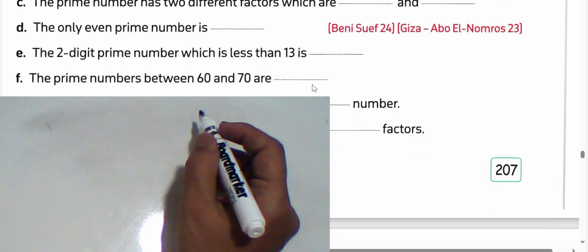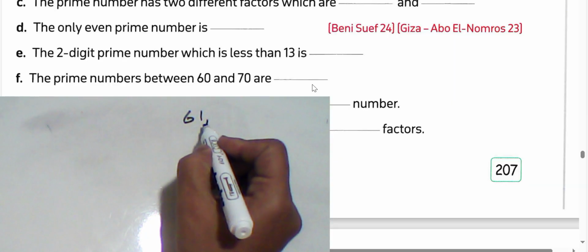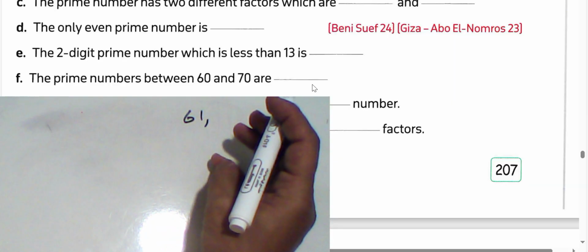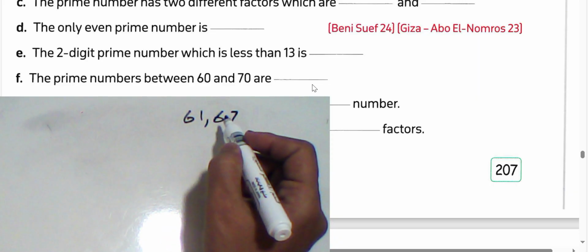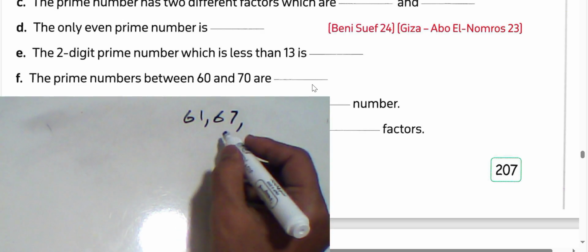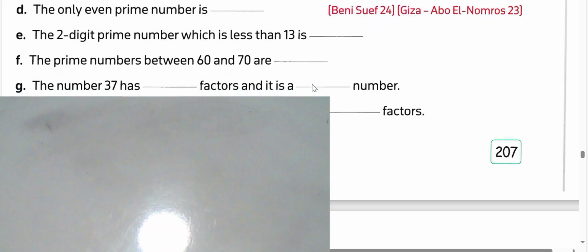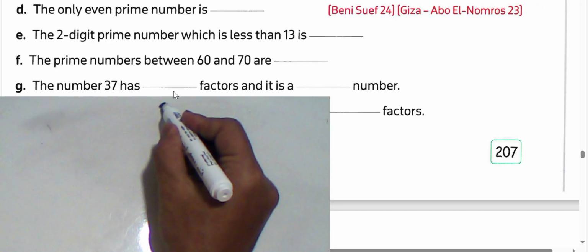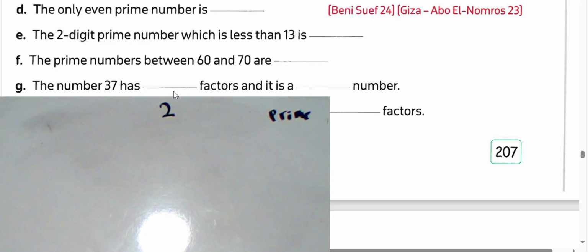The prime number between 60 and 70. Which prime number is between 60 and 70? You can write 61, 62, 63, 64, 65, 66, 67, 68, 69, 70. Also 69, but 69 can be divided by 3. No, we have 61 and 67 only. The number 37 has 2 factors and it is a prime number. We call it a prime number.